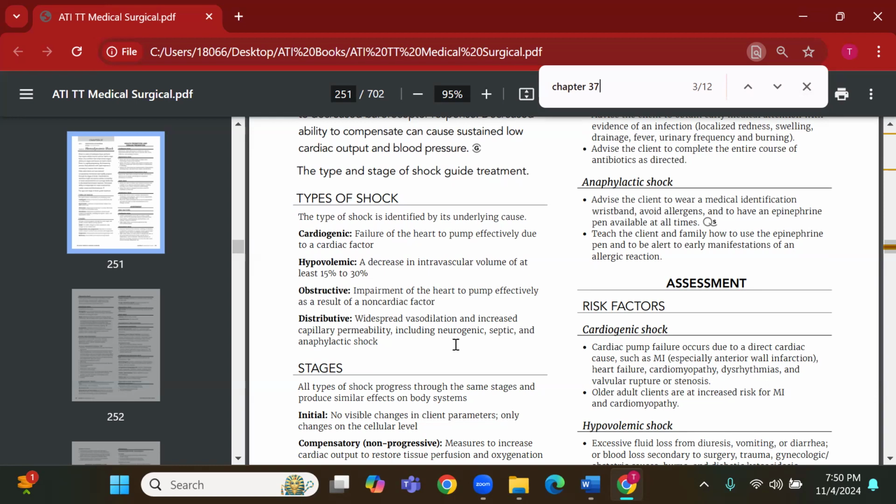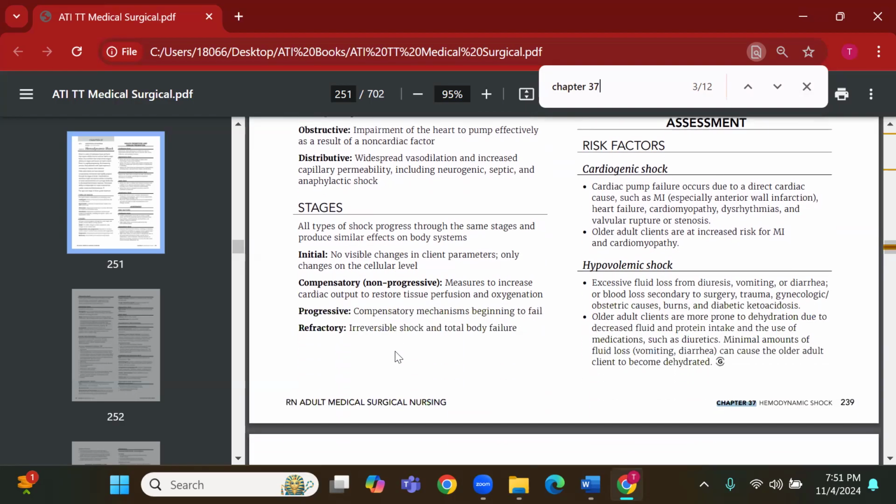The only difference between the septic and anaphylactic is the cause of it, which anaphylactic is a massive production of histamine and septic is a massive production of bacteria. Okay. So let's look at the stages here. Mine was a little more complicated, my version, but this one is what you need to know. Initial: no visible changes in their parameters, only changes at the cellular level. And I bet you that could be a test question, because initially you're not going to see it, right?